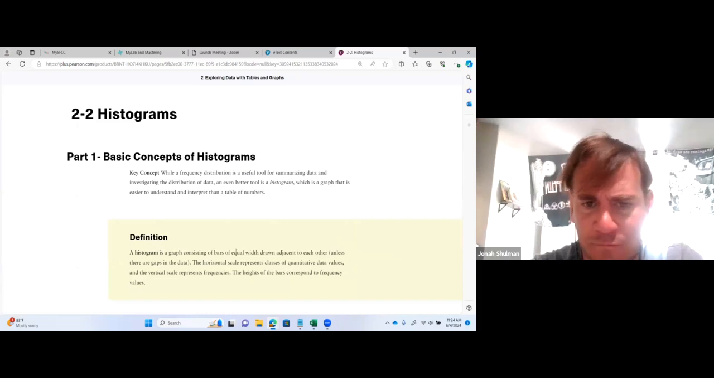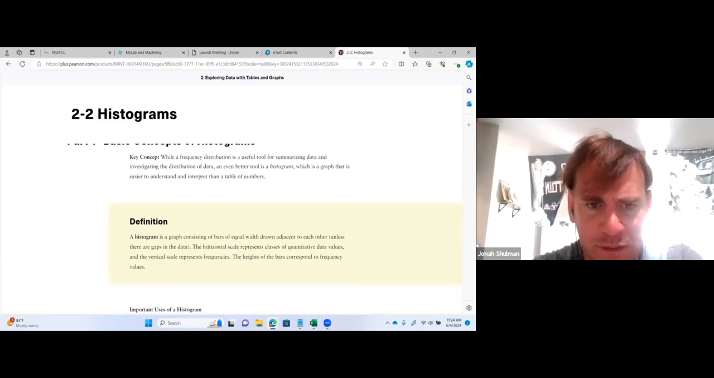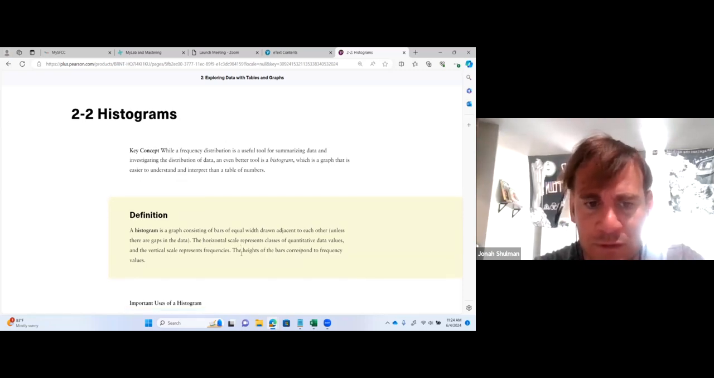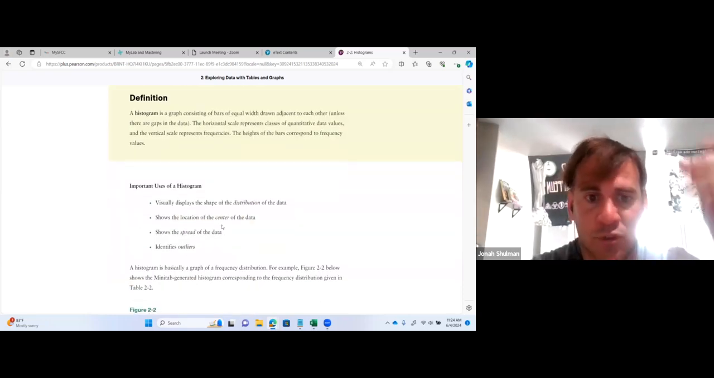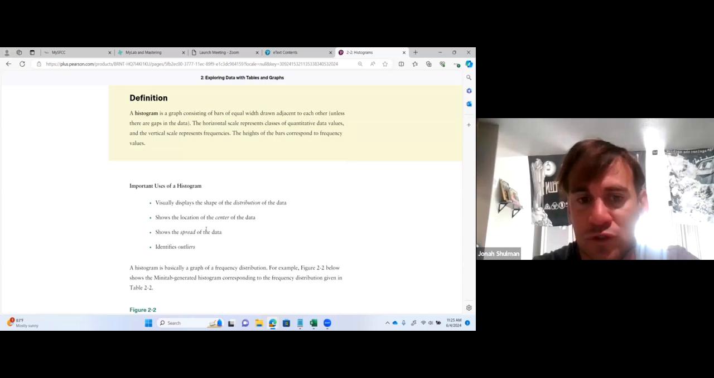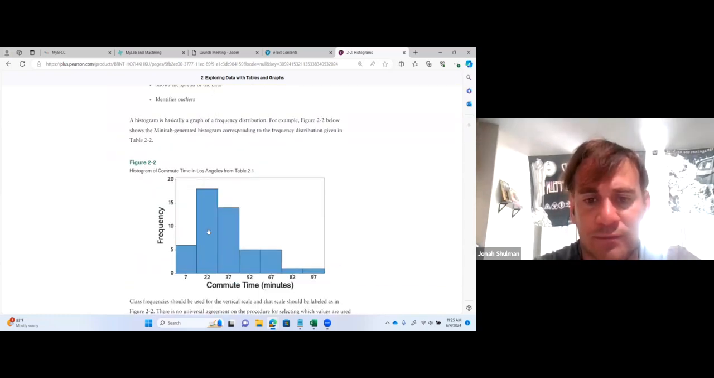It's a graph consisting of bars with equal width drawn adjacent, unless there are gaps in the data. And it represents quantitative data. Remember, that's numerical numbers. And the vertical is the frequencies. I like it. Important use: it shows the distribution, will show the center, shows the spread and outliers.